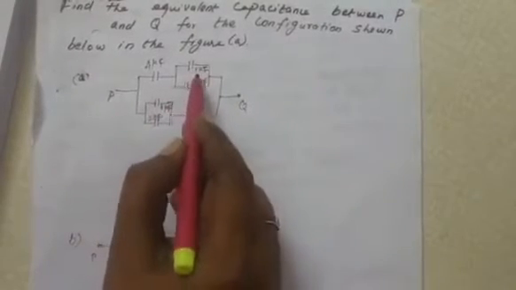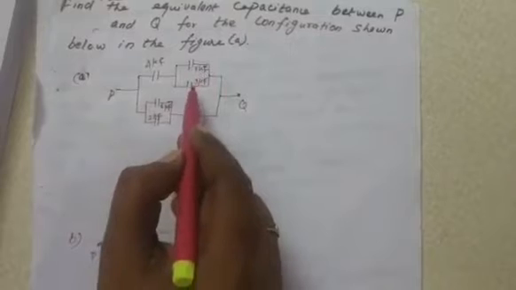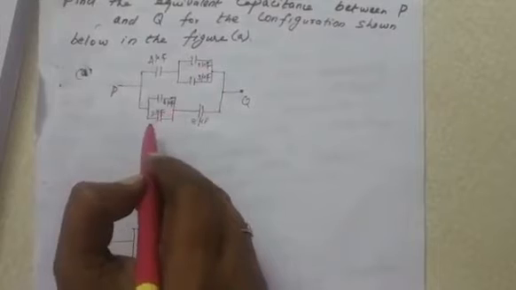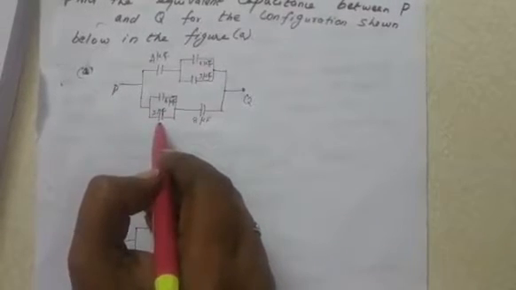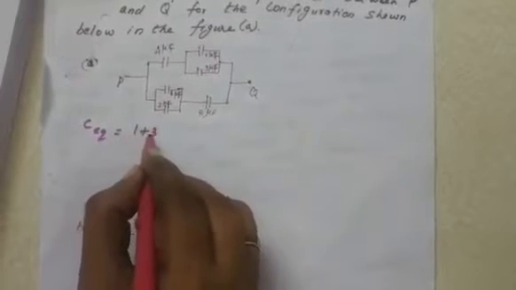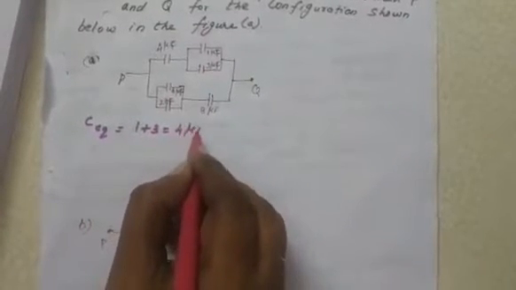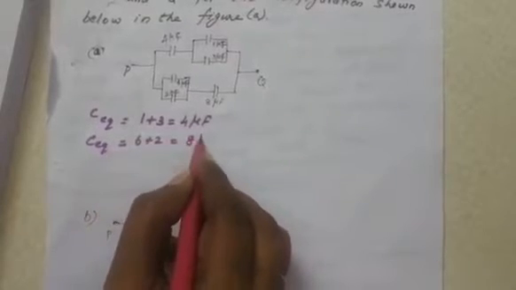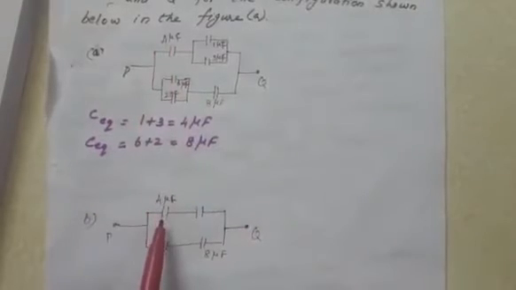Here the 1 microfarad and 3 microfarad are connected in parallel, and the 6 microfarad and 2 microfarad are connected in parallel. So what is the equivalent capacitance for capacitors connected in parallel? In the first case, 1 plus 3 is equal to 4 microfarad, and in the second case, 6 plus 2 is equal to 8 microfarad.